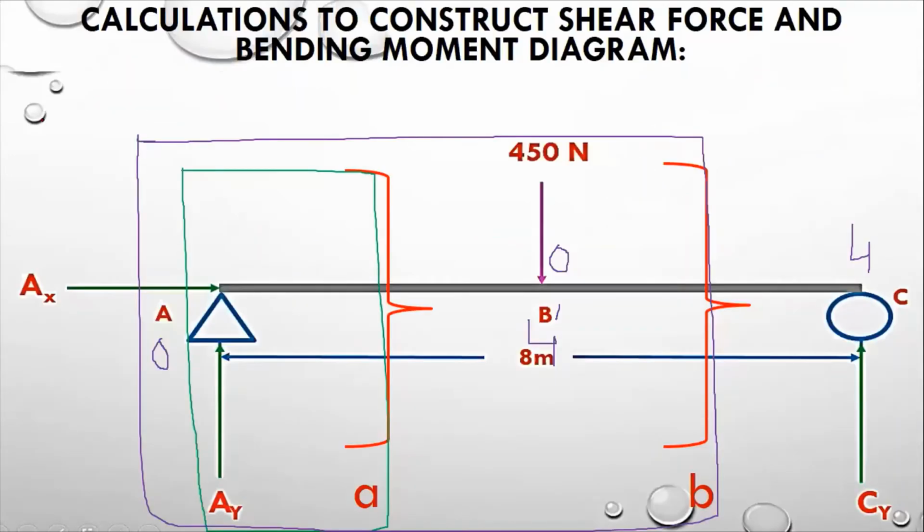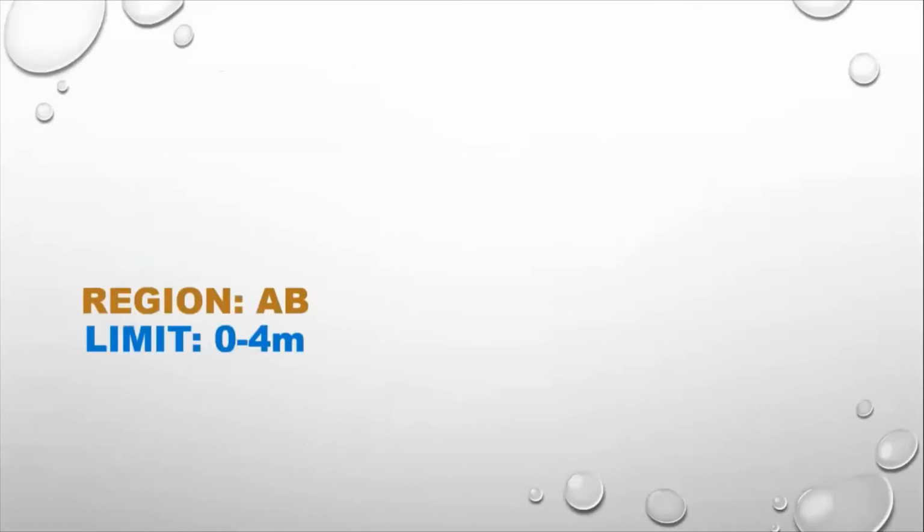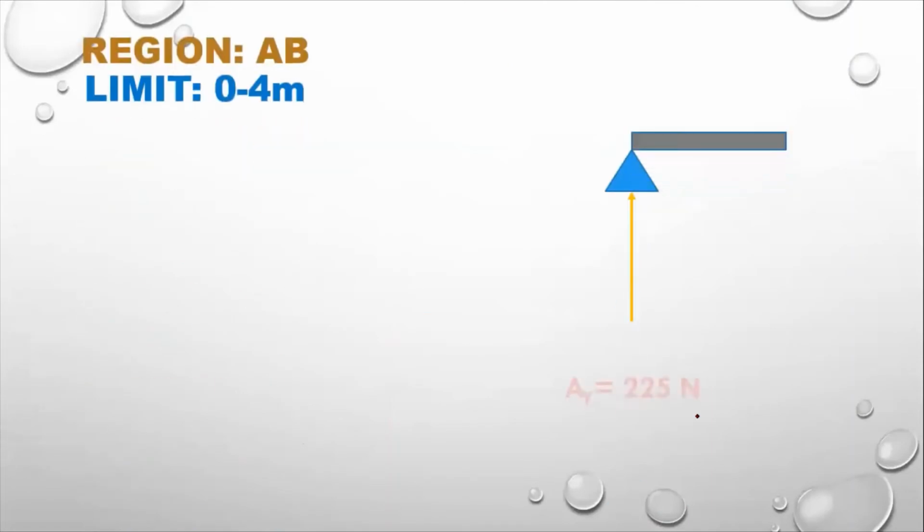Here you can see, now I am going to consider this purple portion, and up till this section we will have so many forces. Ax is equal to 0, 450 Newton is downward, Ay is equal to 225 Newton, and the length A to B is 4 meter, and the length from B to the section cut is X. So we will do this. Okay, let me move towards the next slide.